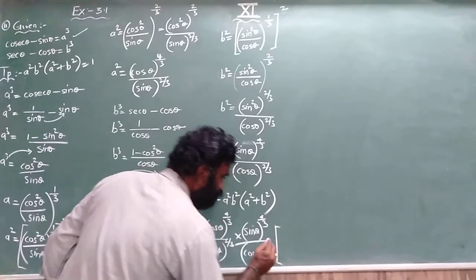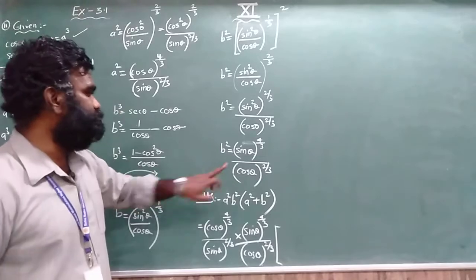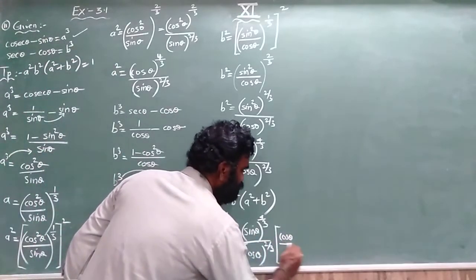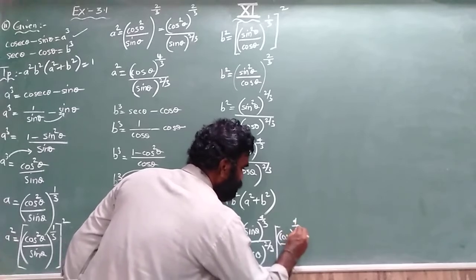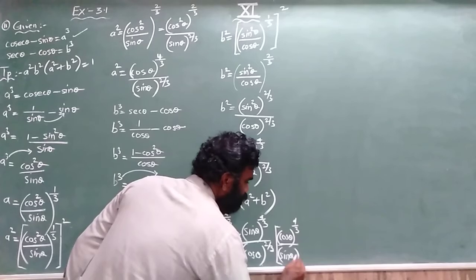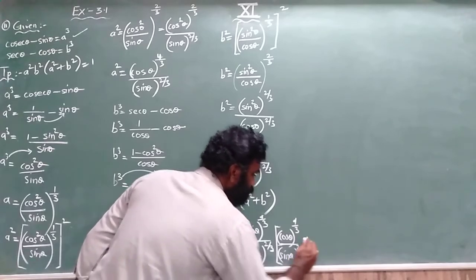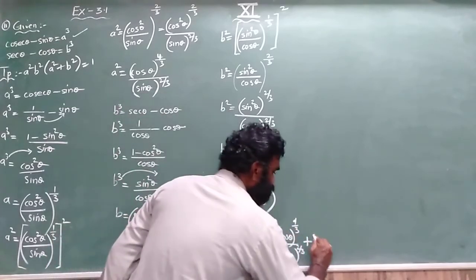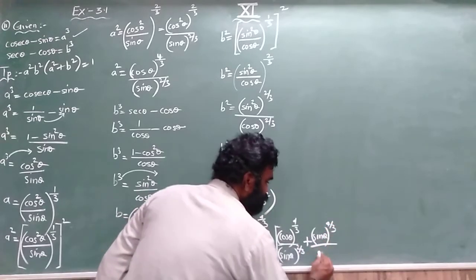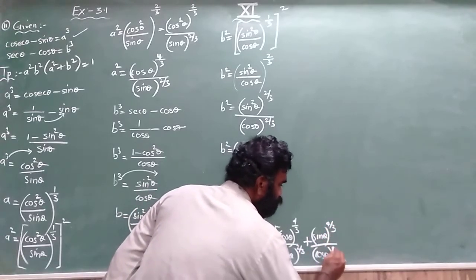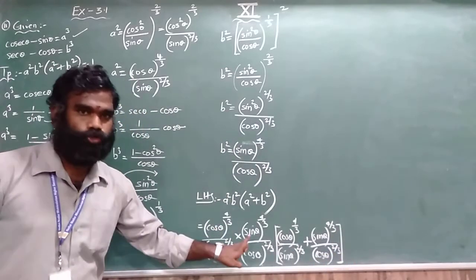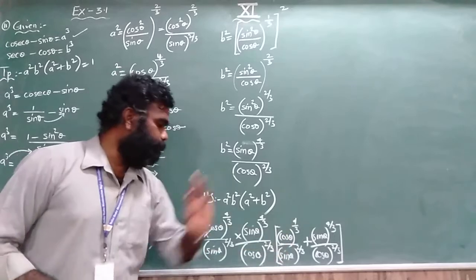Open the bracket. Now a² + b². First I want to write this one. a², no, (cos θ)^(4/3) divided by (sin θ)^(2/3), plus now b², (sin θ)^(4/3) divided by (cos θ)^(2/3). This one is a² into b², a² + b².